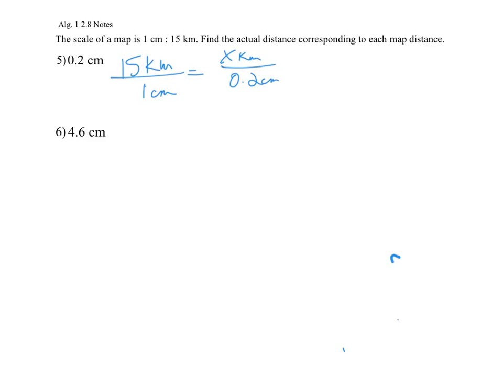When we set this up and use our cross product property here, this is how we figure out what the missing distance is going to be in kilometers. So we end up with 15 times 0.2 is equal to some sort of a distance in kilometers. When we multiply that out in our calculator, we end up with 3 kilometers.